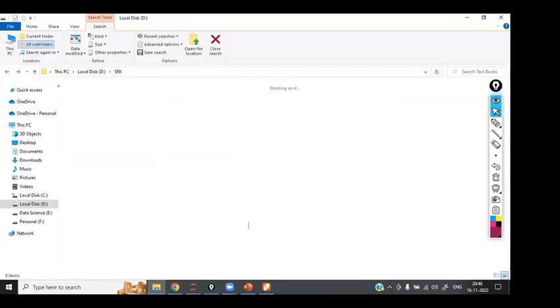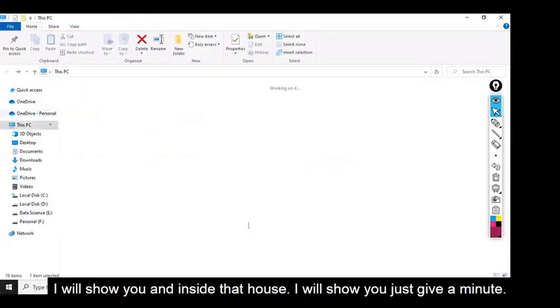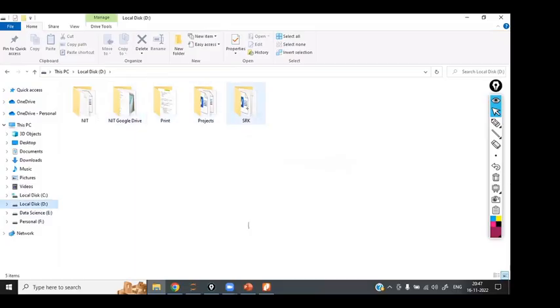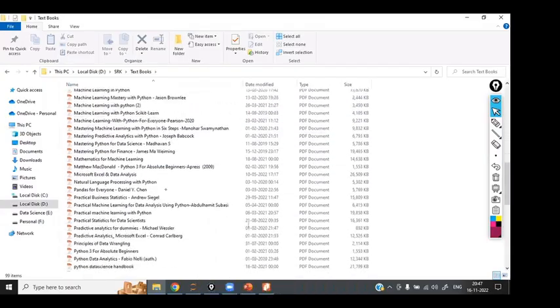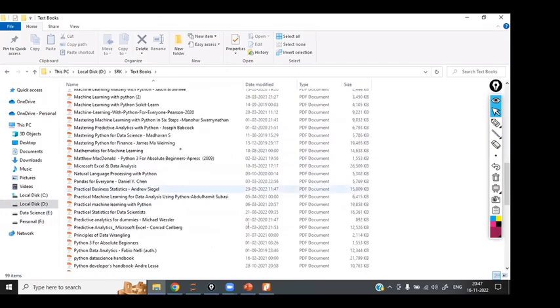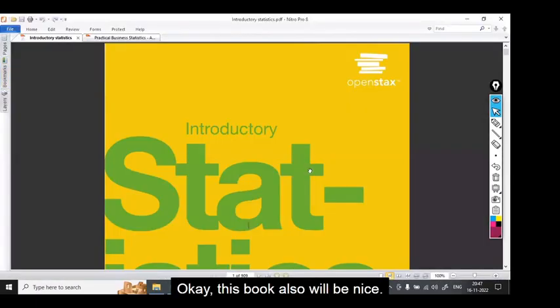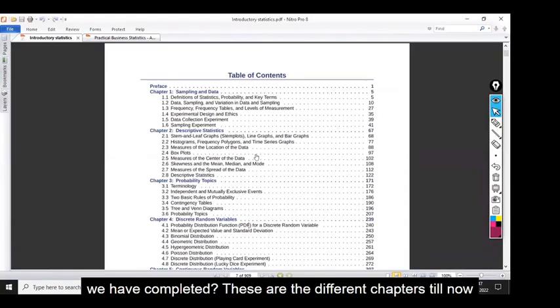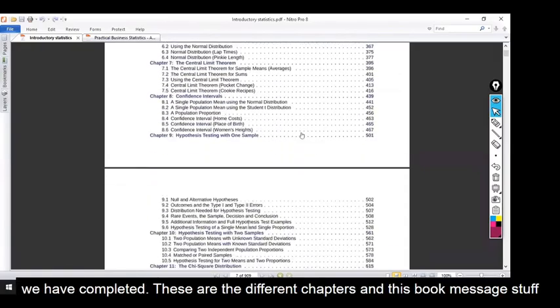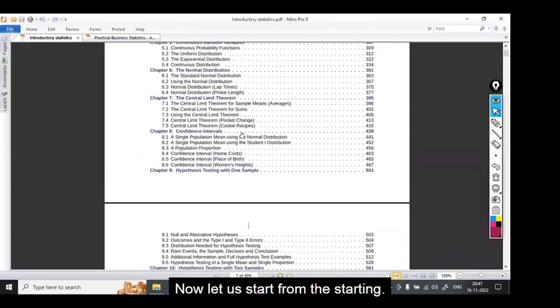Introduction to Statistics. Okay. Now I will show you both of them, and inside them also I will show you. Just give me a minute. Introductory Statistics. Okay, this book also will be nice. Now let us open this book. Okay, let us see till now whatever we have completed. These are the different chapters we have completed till now, and this book consists of a total of 900 pages. Now let us start from the starting.